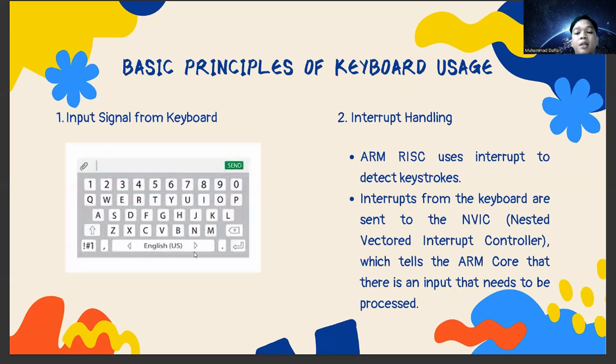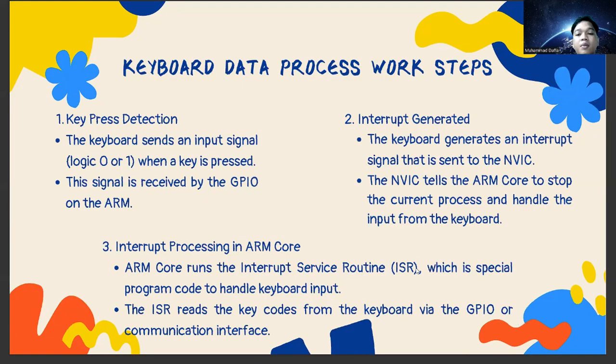Next are the basic principles of keyboard usage. First, input signal from the keyboard. And second, interrupt handling. ARM uses interrupts to detect keystrokes, and interrupts from the keyboard are sent to the NVIC, or Nested Vectored Interrupt Controller, which tells the ARM core that there is an input that needs to be processed. Next are the keyboard data process work steps.